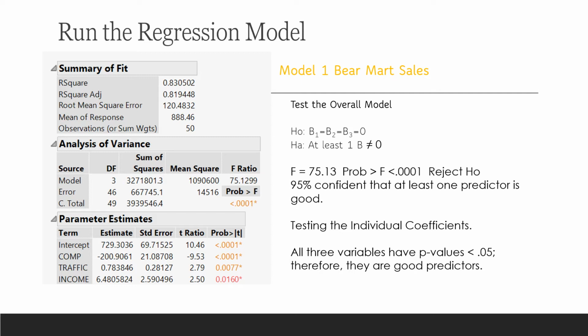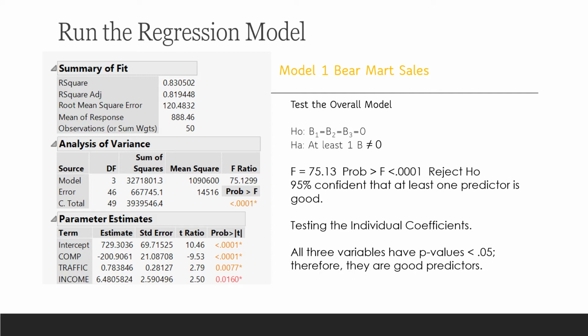To test the overall model, your test statistic is under analysis of variance, and it's the F ratio, 75.13. Its probability is less than 0.0001. Therefore, at least one of the variables is a good predictor.